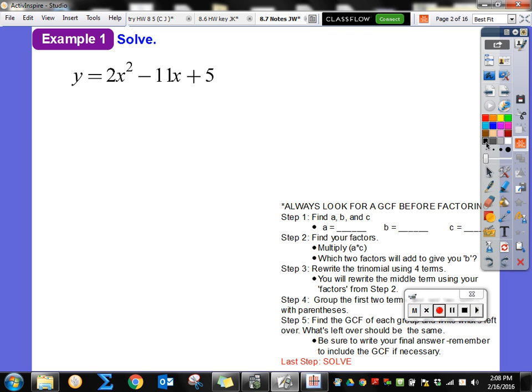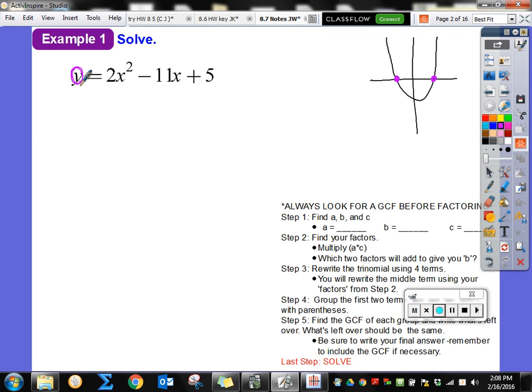Last class we had a little picture that looked like this, and we said, well, hey, when we're solving, we're finding these 2 points right here. What is the y value at those 2 points? 0. So what is y going to be over here? 0. Okay, so that's going to allow us to be able to solve after we factor.